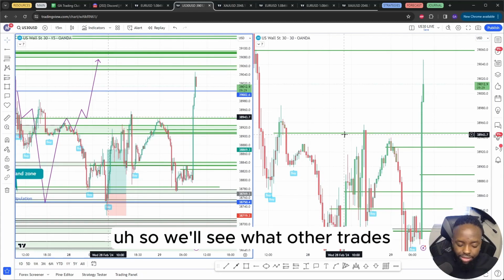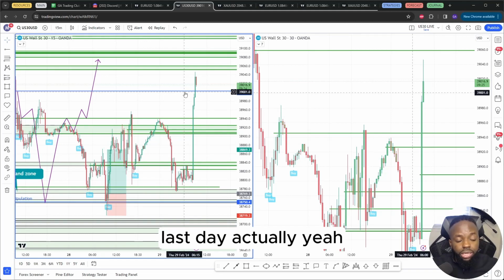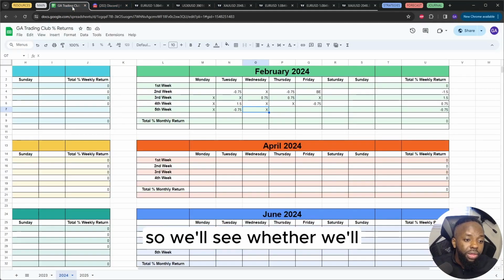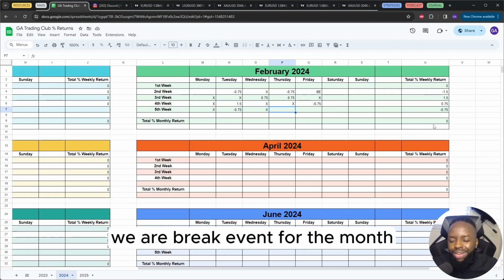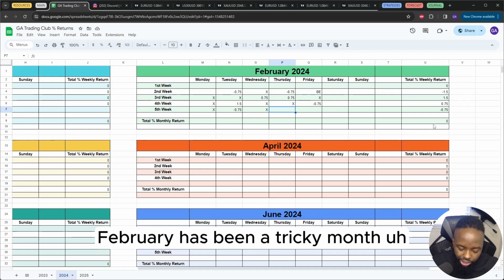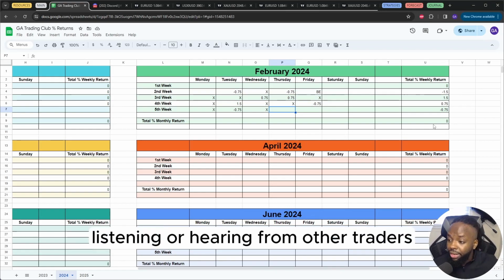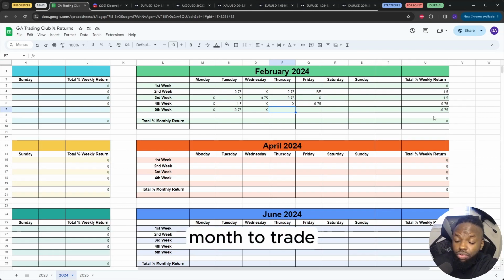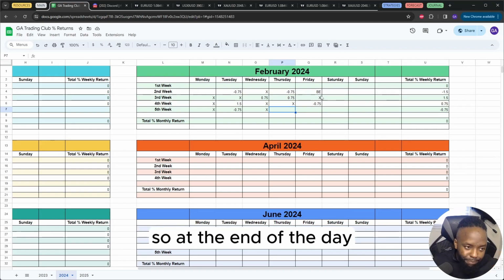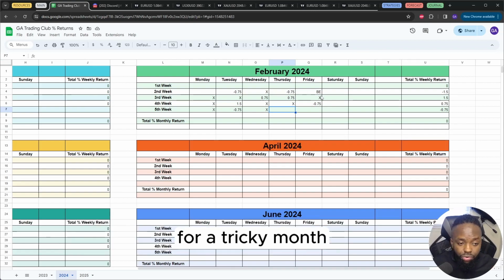So we'll see what other trades. Today is the last day of the month. Currently on the official trades, we are break even for the month, which is good. February has been a tricky month, even across the industry, even from listening to other traders. We've had a lot of consolidation, a lot of fake outs. So at the end of the day, being at break even for the month is a plus for a tricky month.